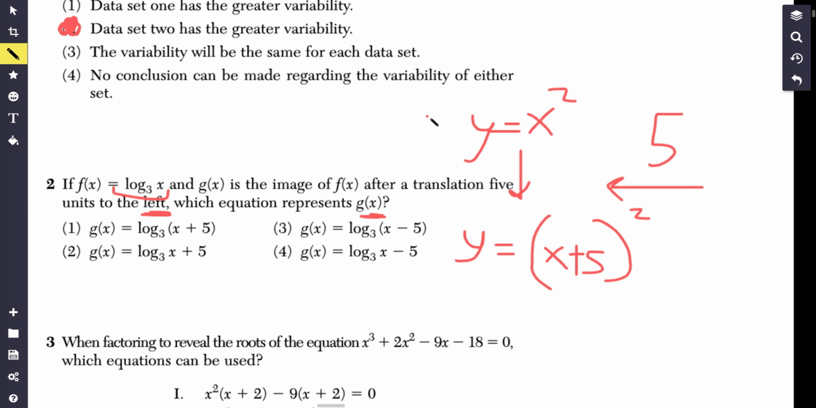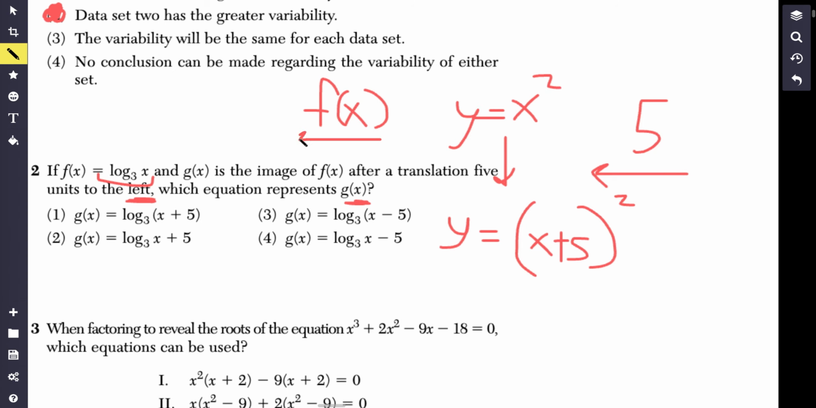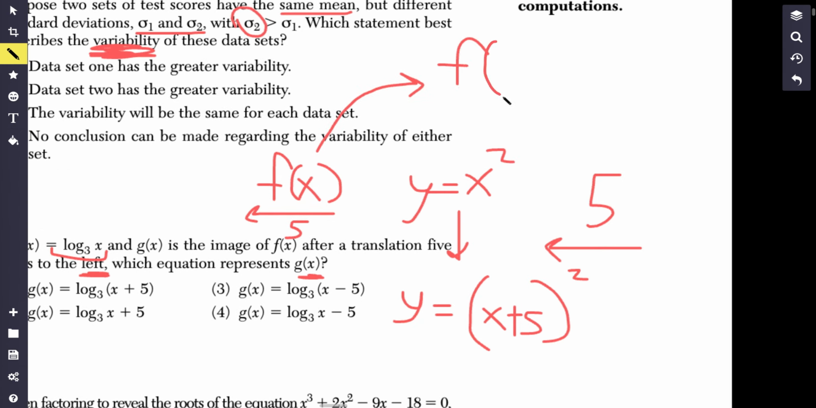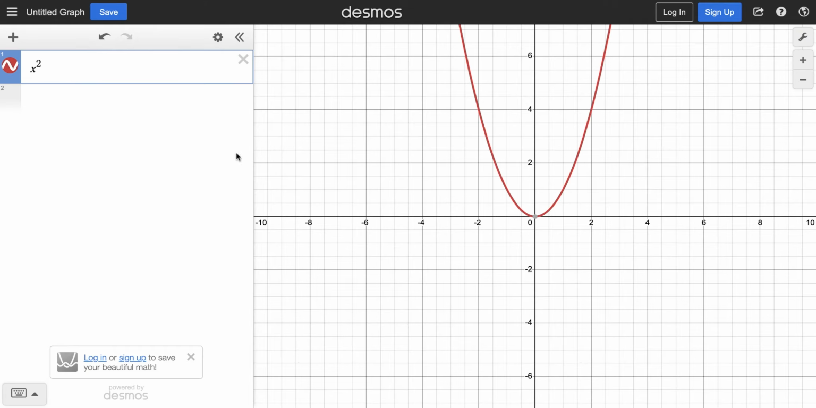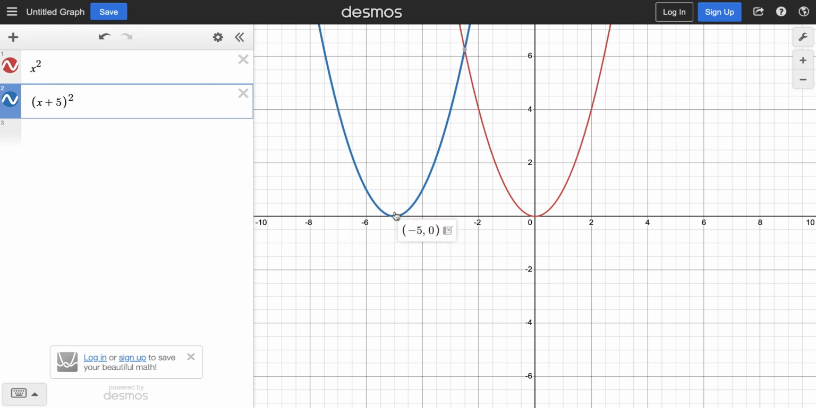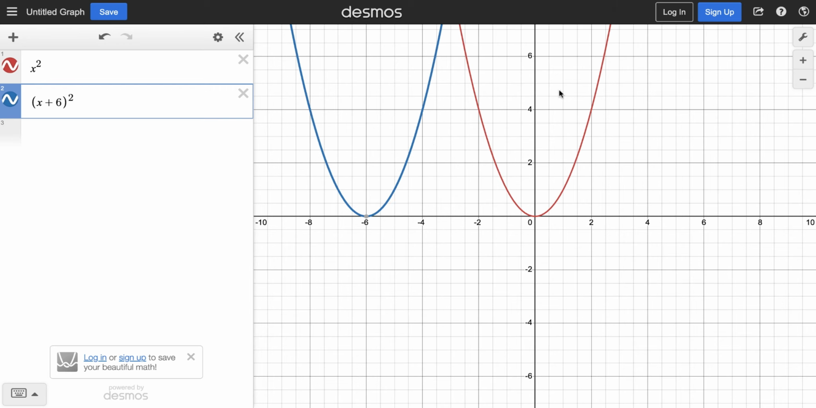So let's say this function right over here is f of x. If I want to move that function 5 units to the left, all I would do is write it as f of x plus 5. Basically, add on a 5 to the inside of the function, and you would move it 5 units to the left. Here's a graphical representation of this, right? You have x squared, (x plus 5) squared, you're moving it 5 units to the left. If it was (x plus 6) squared, 6 units to the left, and so on.